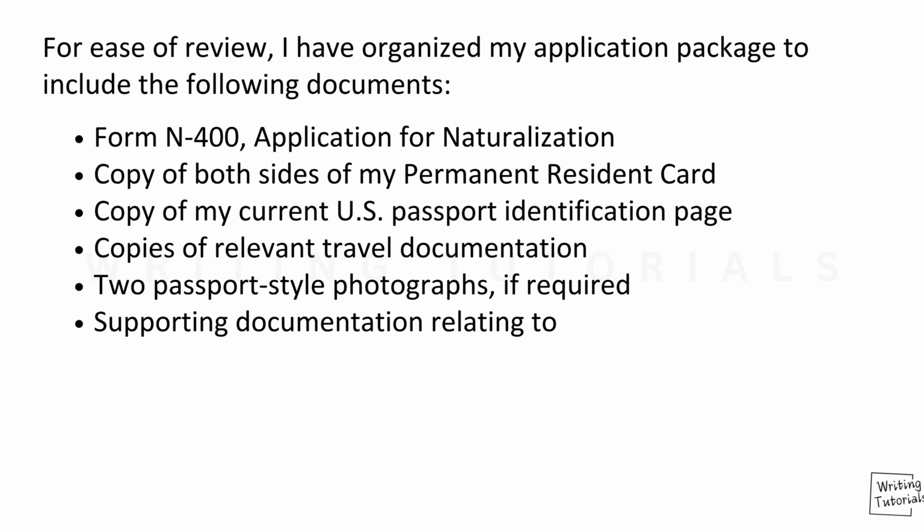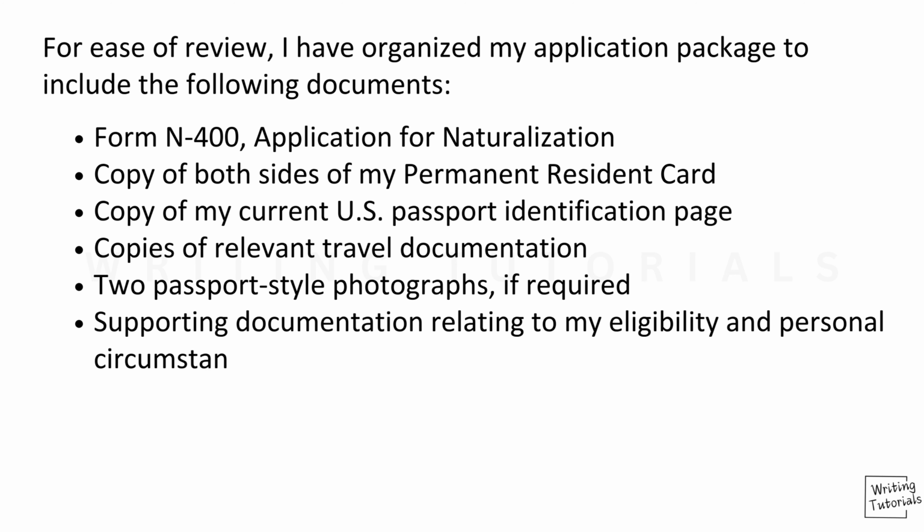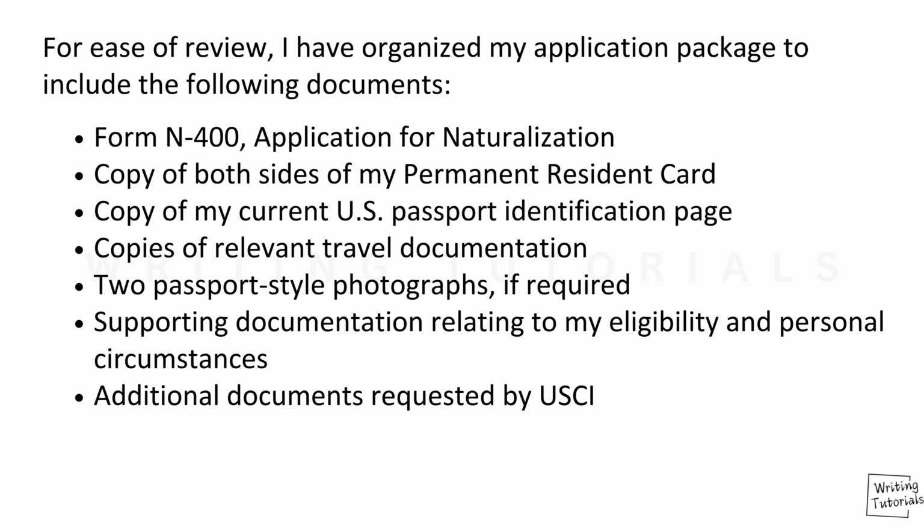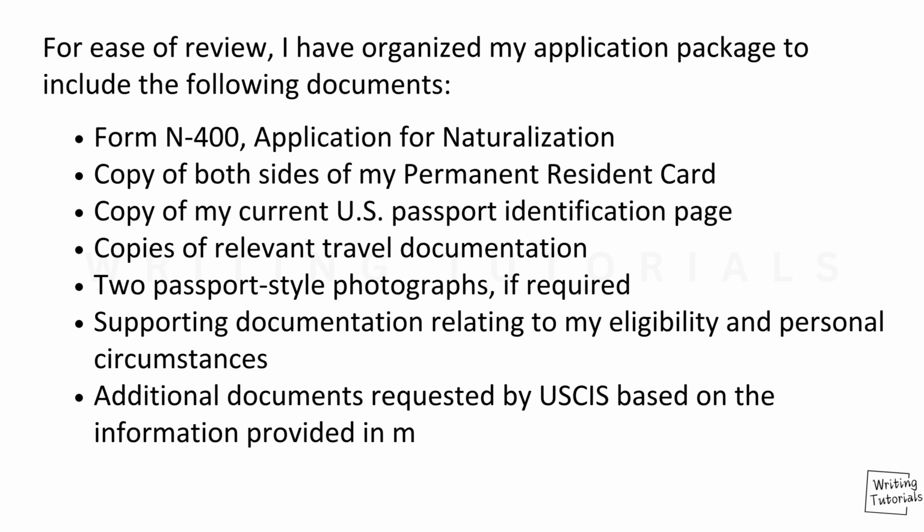The sample then lists Form N-400, Application for Naturalization, copy of both sides of my permanent resident card, copy of my current U.S. passport identification page, copies of relevant travel documentation, 2 passport-style photographs, if required, supporting documentation relating to my eligibility and personal circumstances, additional documents requested by USCIS based on the information provided in my application. This list is important because it gives the reader a quick overview of what the applicant is submitting.